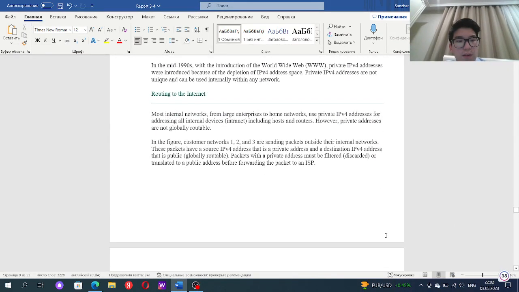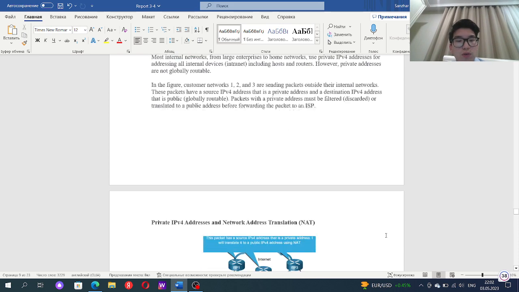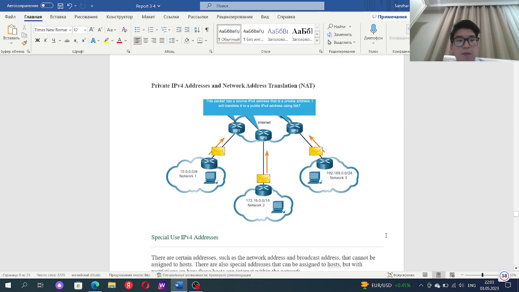So, routing to the internet. Most internal networks, from large enterprises to home networks, use private IPv4 addresses for addressing all internal devices, including hosts and routers. However, private addresses are not globally routable. In this figure, we see private IPv4 addresses and network address translation.